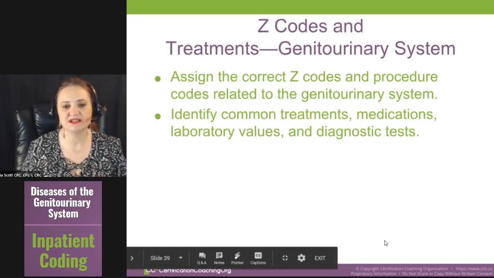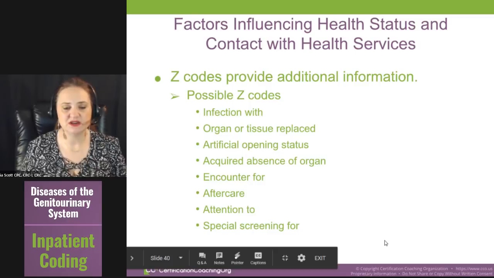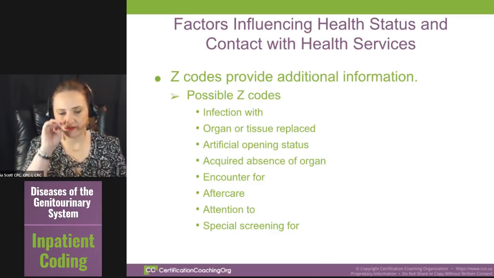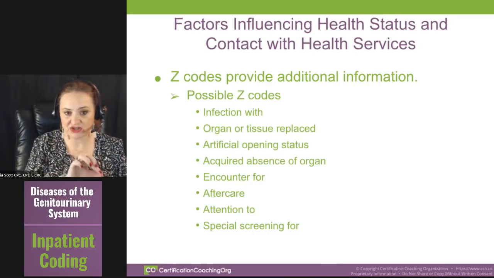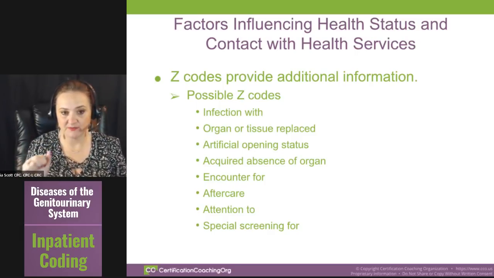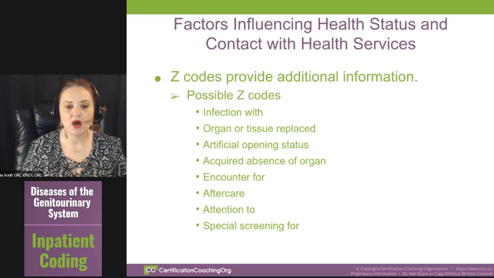So now let's talk about the Z codes that are common. The Z codes that are the most common that you're going to see affecting these areas are infection with, organ or tissue replaced, so we're talking about transplant. Artificial opening status, you can have a ureterostomy. Acquired absence of an organ, so we had something removed like a hysterectomy.